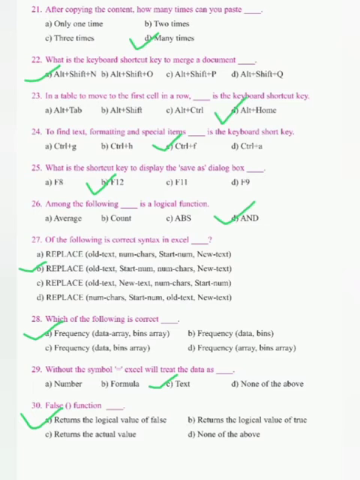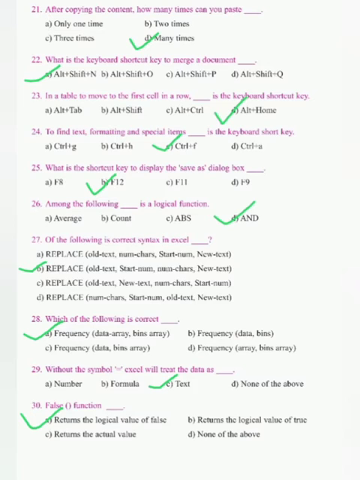To find text, formatting and special items, dash is the keyboard shortcut key. A. Control plus G. B. Control plus H. C. Control plus F. D. Control plus A. Answer: Control plus F.